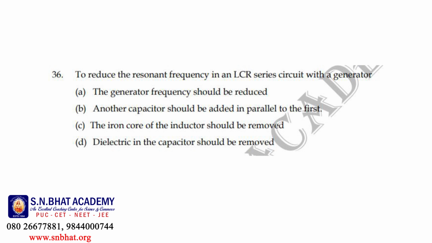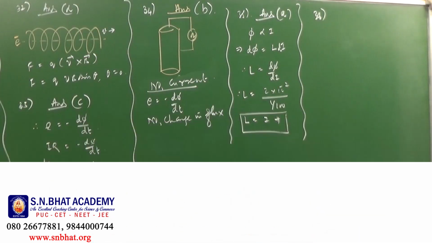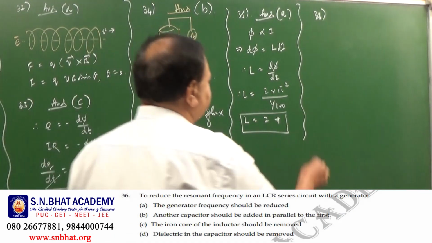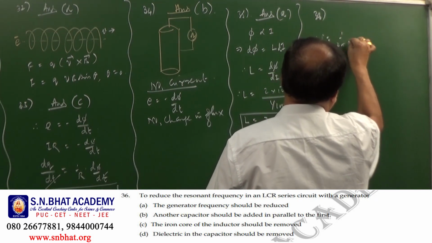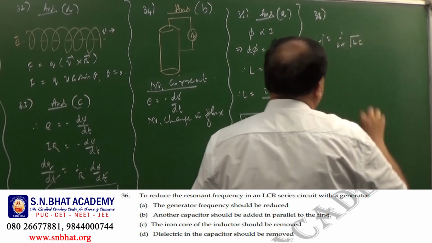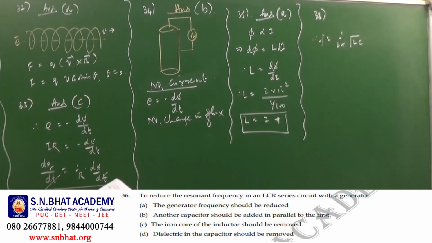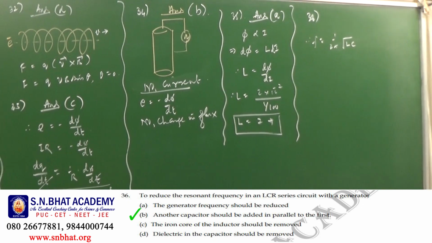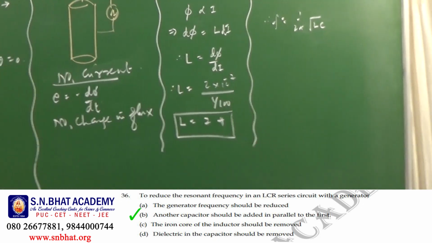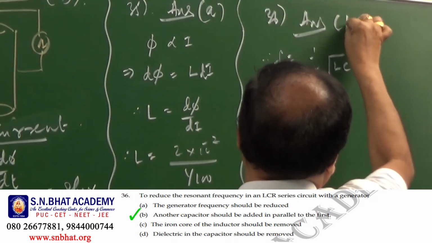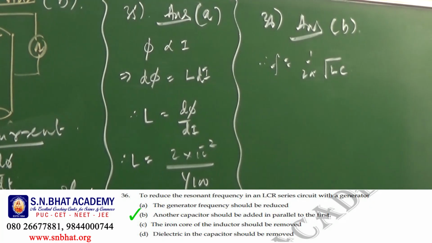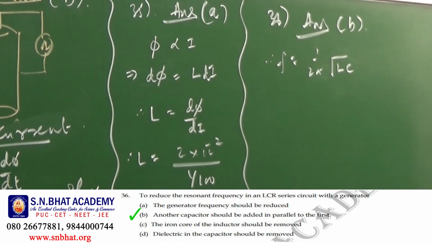Another capacitor should be added in parallel, that would be okay. The iron core of the inductor should be removed, no, that is wrong. See, the expression for the resonance frequency, you know, is equal to 1 by 2 pi into root of LC. This is the formula. You should alter only L and C, therefore the appropriate answer is B, so mark B as the answer. The capacitor should be added in parallel. That's the right answer for the question.